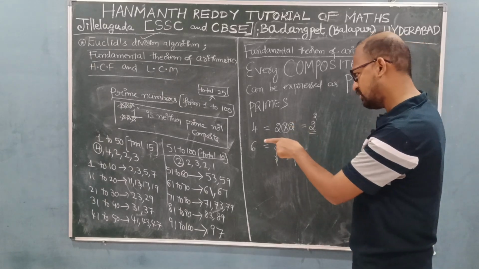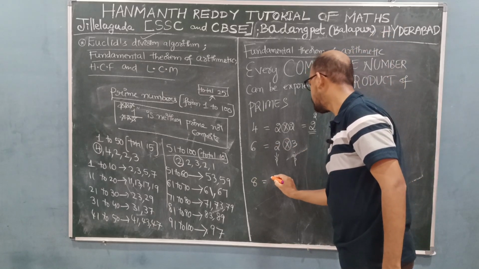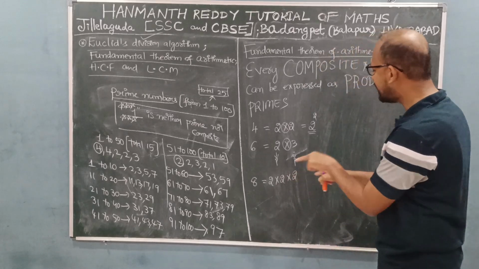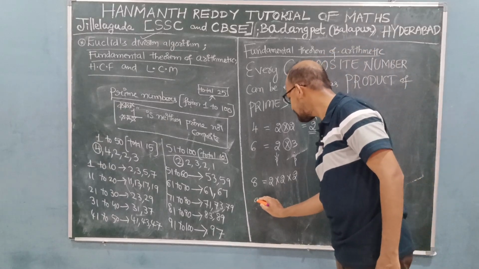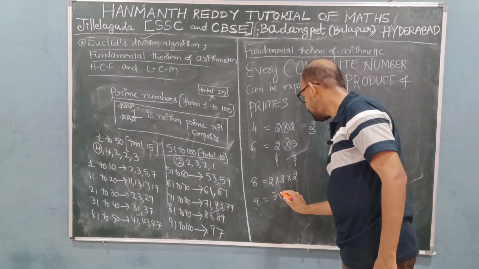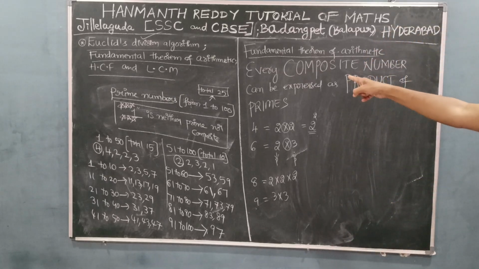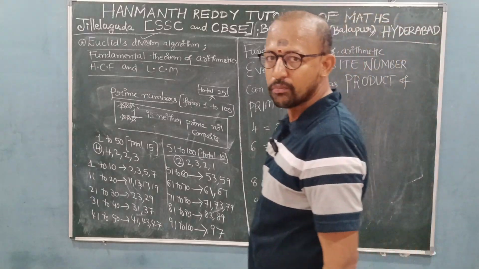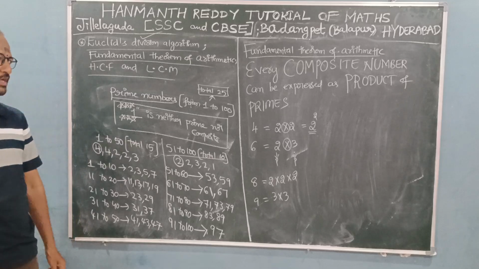In the same way, next 7, 8. Let us take 8 as the composite number. It can be written as 2 into 2 into 2, completely under multiplication. The next composite number is 9, which can be written as 3 into 3. So from these examples, I can say that any composite number can always be expressed as a product of primes. Product means under multiplication.